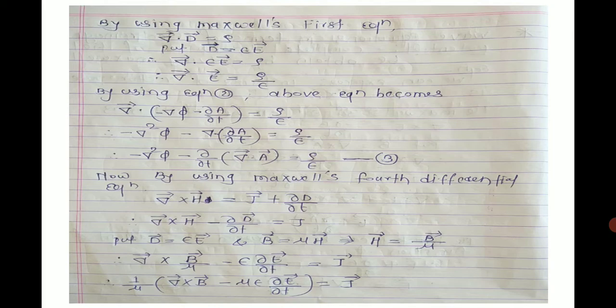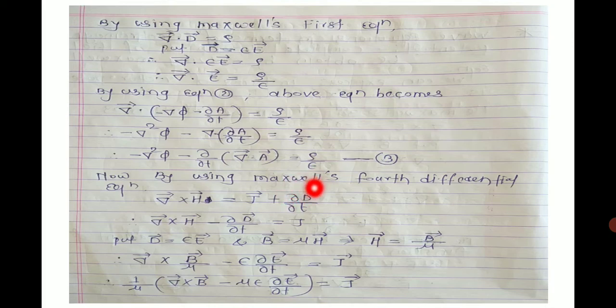Now by using Maxwell fourth differential equation, del cross H is equal to J plus ∂D by ∂t. Then this ∂D by ∂t is the Maxwell displacement current density term, that is denoted by J_D. This term will be known in some TYBSc electrodynamics, classical electrodynamics. ∂D by ∂t is the Maxwell displacement current density.